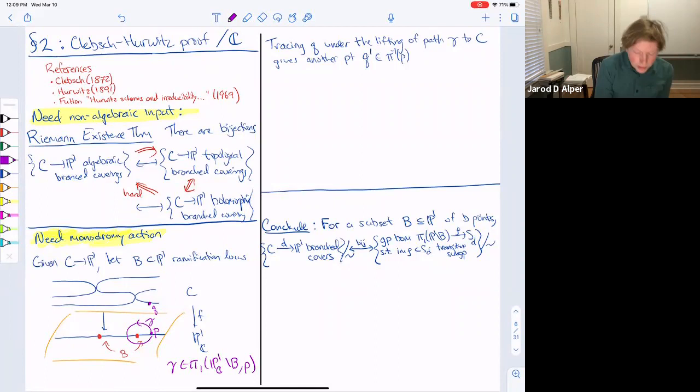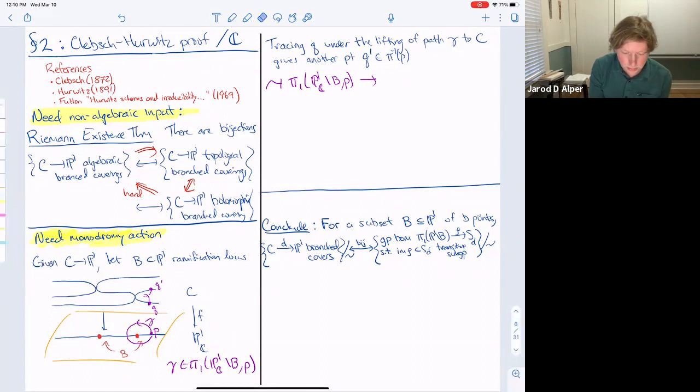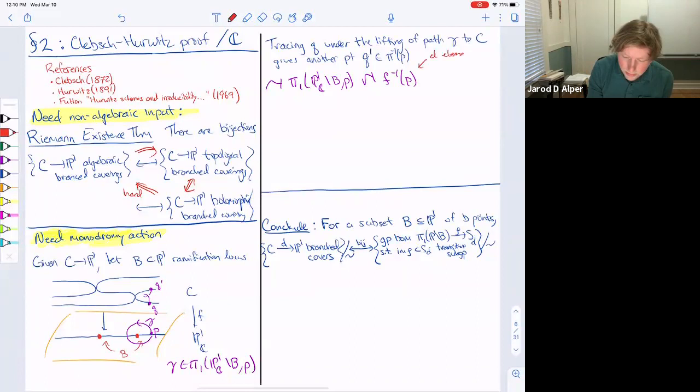And since this is a covering outside B, you can lift this path gamma to C. You can trace Q under the lifting of this path, and maybe it lands here, at Q prime. So tracing points in the fiber under lifts of a cover gives you another point, Q prime. In other words, we have an action of the fundamental group on the fiber, F inverse of P, and this fiber consists of D elements. The action explicitly is just gamma times Q is Q prime.